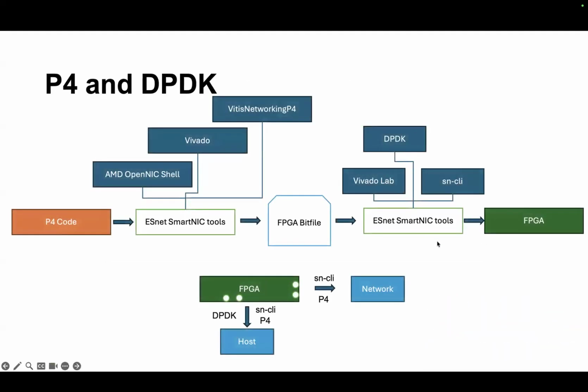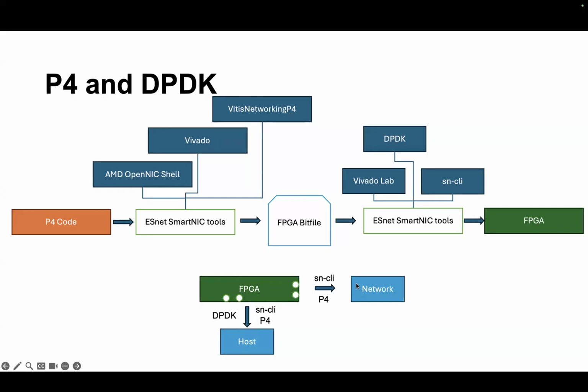And this is sort of a small figure that basically sums it all up. So we write our P4 code with the ESnet SmartNIC tools. We have the bit file, which we use the same tools to load onto the FPGAs and get access to all the tools. So after it's on the FPGAs, in an oversimplification, we can look at it as a card with four ports, two going to the network and two going to the host.